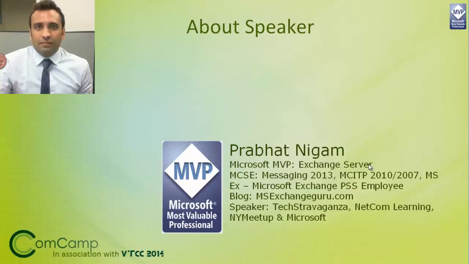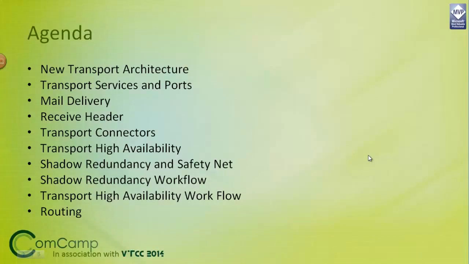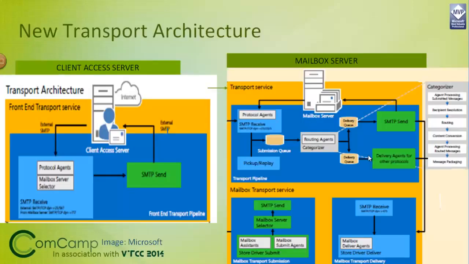All right. Let's move on to the agenda of the hour. New transport architecture, transport services and ports, mail delivery, receive header, transport connectors, transport high availability, shadow redundancy, safety net, shadow redundancy workflow, transport high availability workflow, routing. These are our agenda of the day. Let's move on to the first topic. New transport architecture.